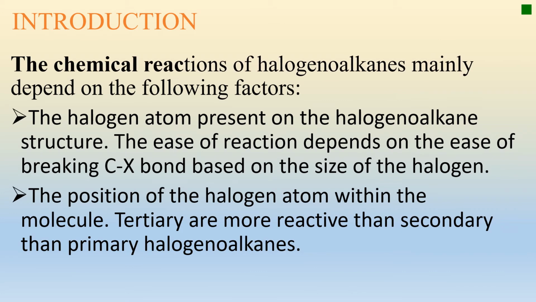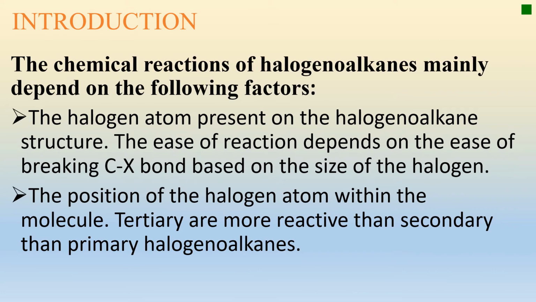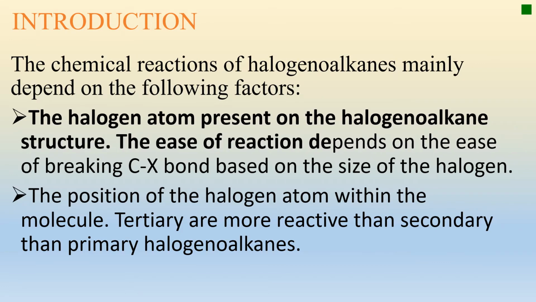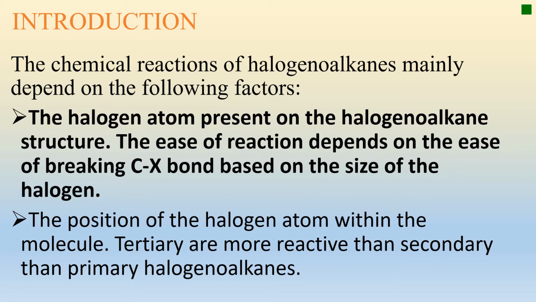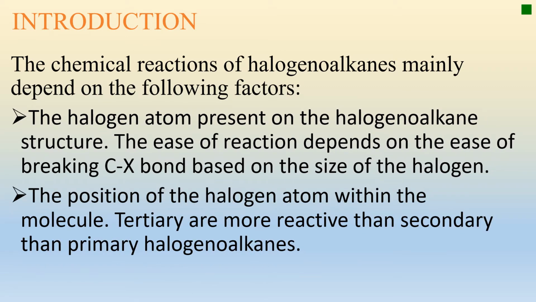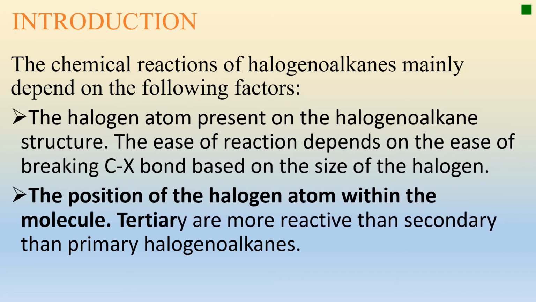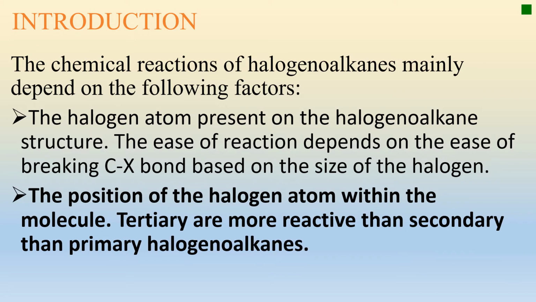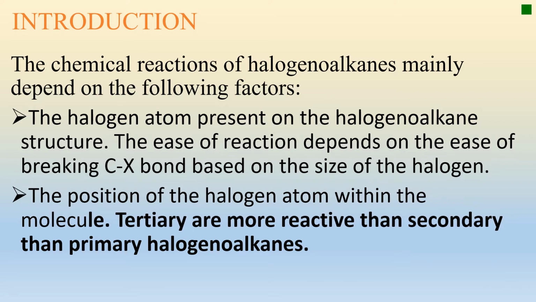Introduction. The chemical reactions of halogenoalkanes mainly depend on the following factors. The first factor is the halogen atom present on the halogenoalkane structure. It means that the ease of reaction depends on the ease of breaking the carbon-halogen bond, based on the size of the halogen. Second, it will depend on the position of the halogen atom within the molecule, which means that tertiary alkyl halides are more reactive than secondary alkyl halides, which are more reactive than primary alkyl halides.